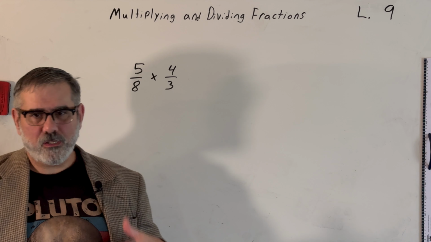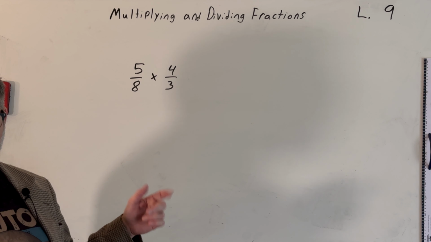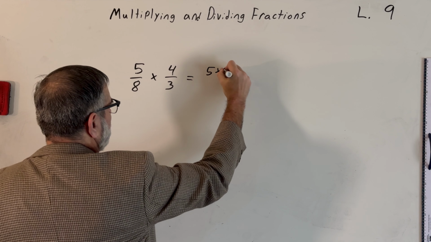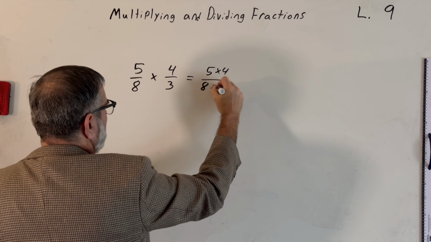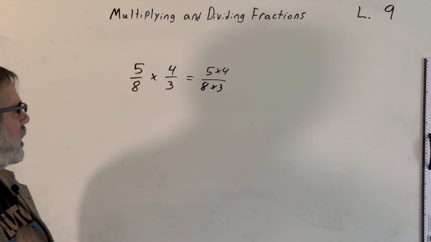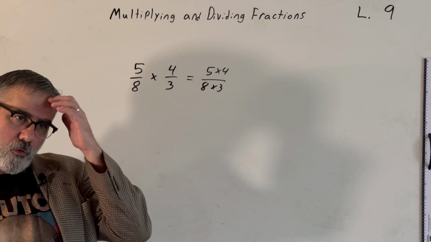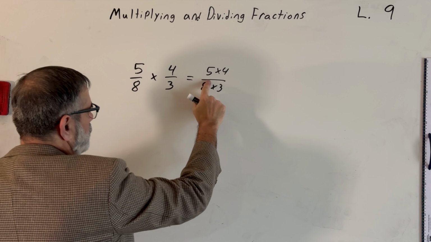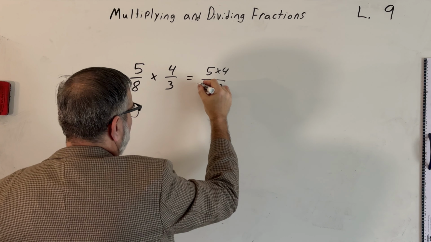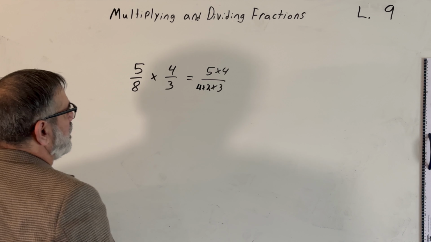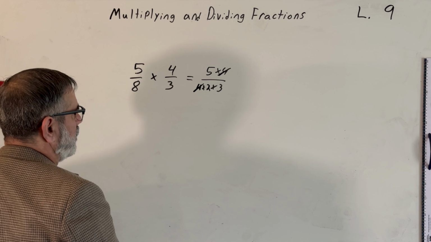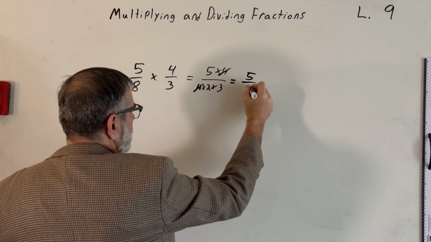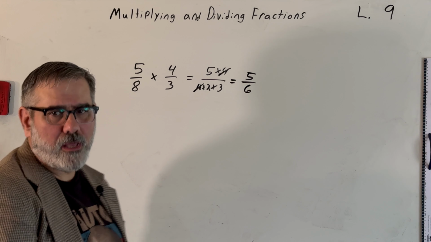The rule, again, is simple. Numerator times numerator, denominator times denominator. 5 times 4 over 8 times 3. Now, it's at this point that you're going to want to think about it, and you're going to want to look for these important cancellations. And so you might say, well, 8 is 4 times 2. So I'm going to rewrite 8 as 4 times 2. That way, this 4 and this 4 cancel, and I'm left with a 5 in the numerator and a 2 times 3, or 6, in the denominator. And so we get 5/6 as our answer.